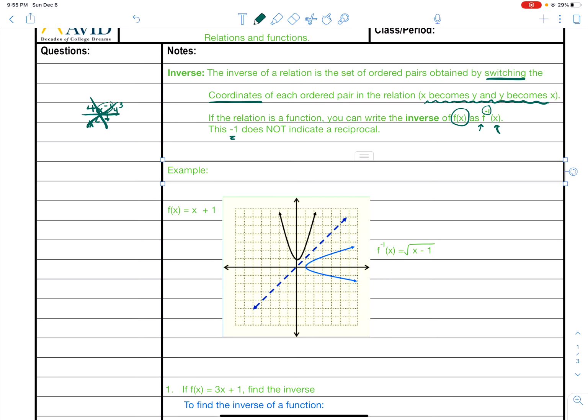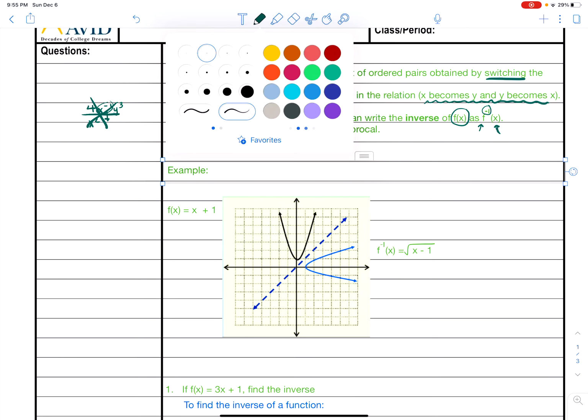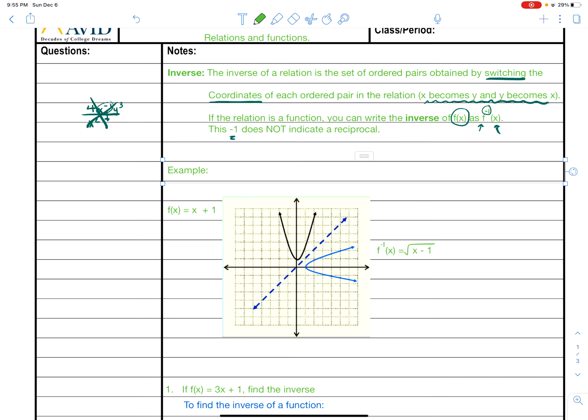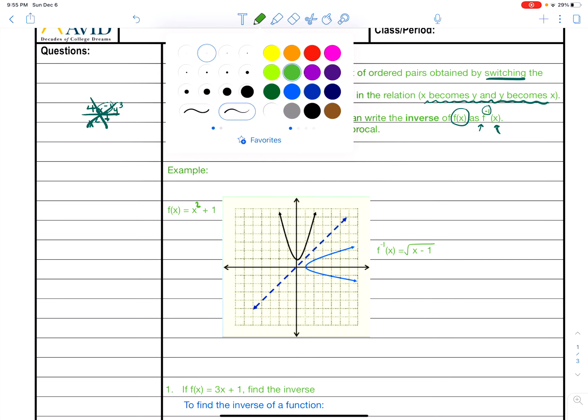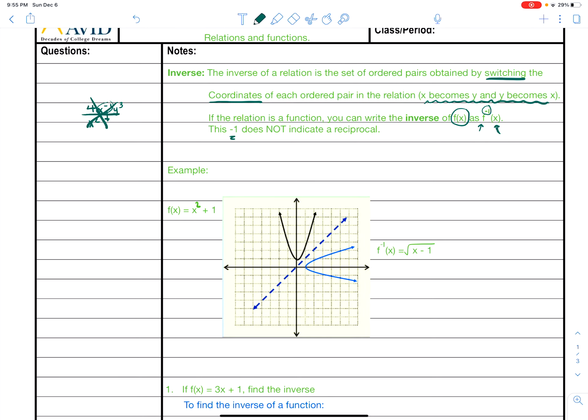For example, if I have f of x is x squared plus 1, sorry, that was a typo. Okay, x squared plus 1 is this graph. So this graph is my function f. When I take the inverse of f of x, I end up with this equation, the square root of x minus 1. So this graph here is the inverse of f.